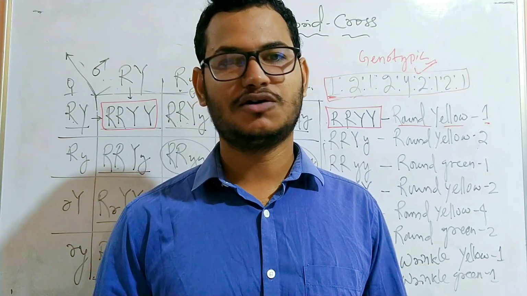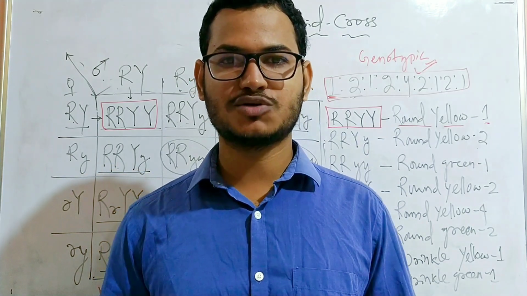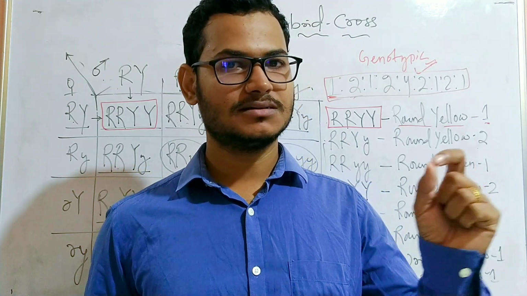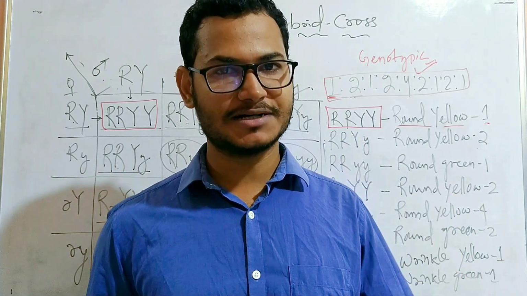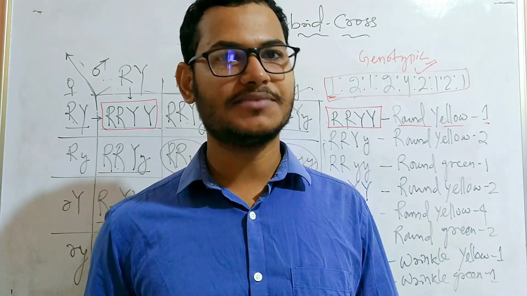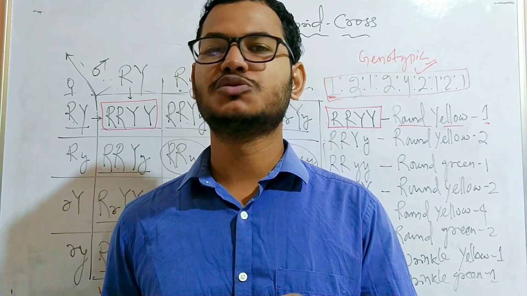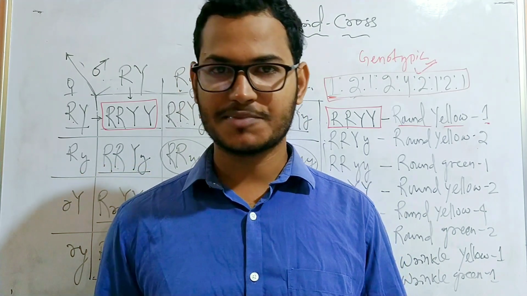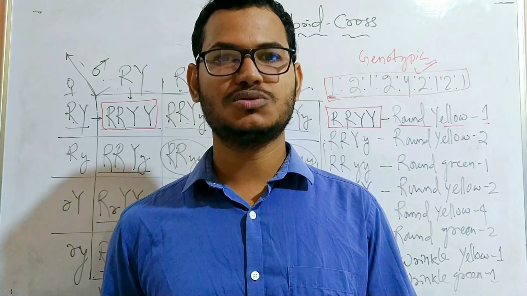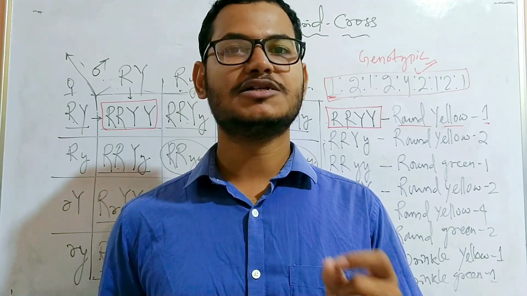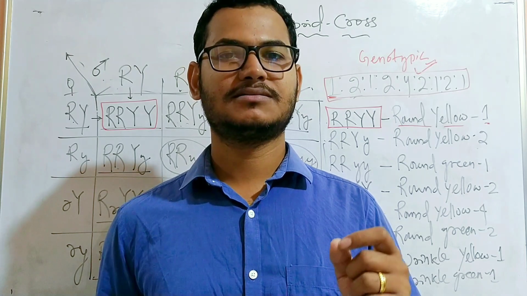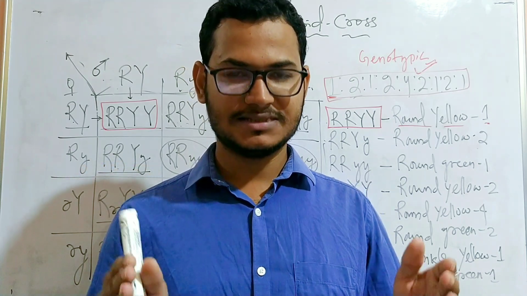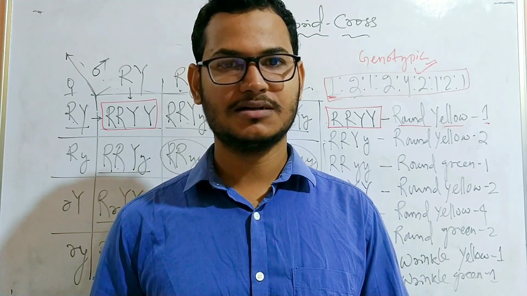So this is all about the dihybrid cross of Gregor Johann Mendel. And remember, the phenotypic ratio of Mendel's dihybrid cross is 9:3:3:1, and the genotypic ratio is 1:2:2:2:1:2:2:4:2:2:1:2:2:1. And remember, this is very important for your board exams.